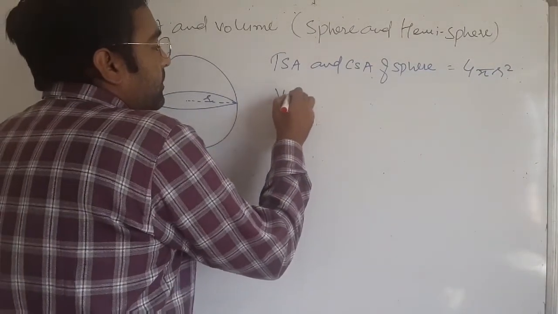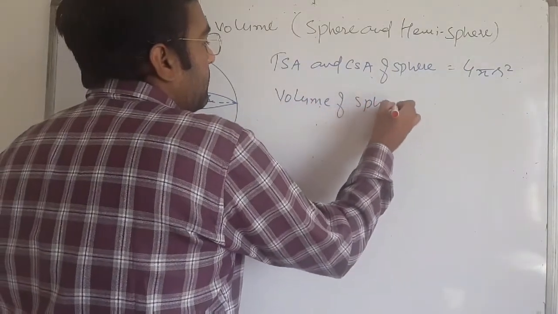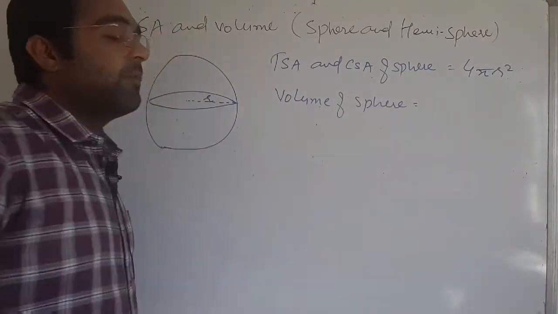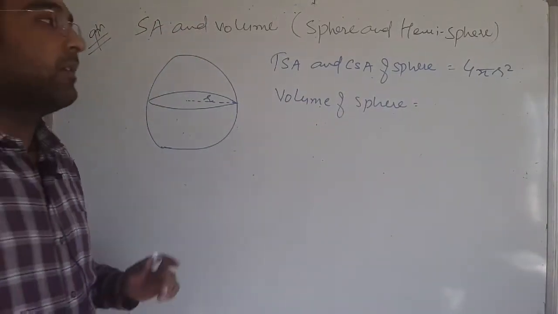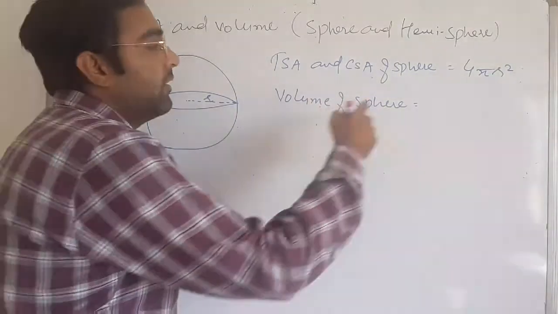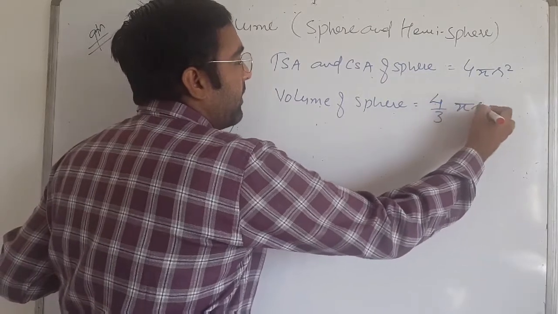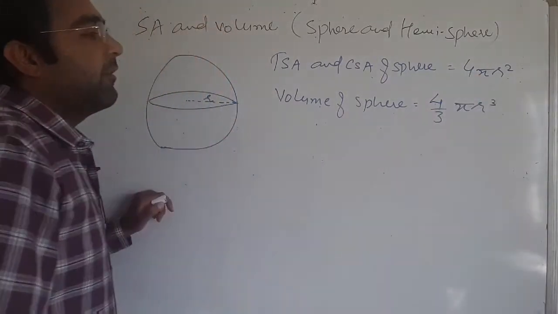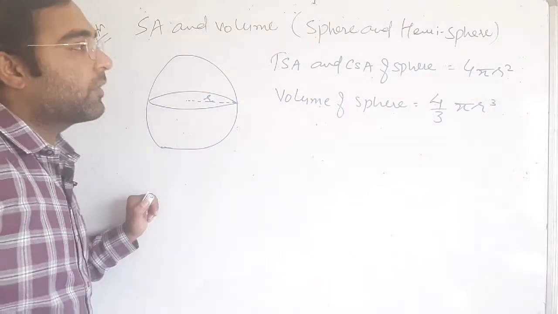Now, what is the volume of the sphere? The volume of the sphere is 4 by 3 pi r cube.